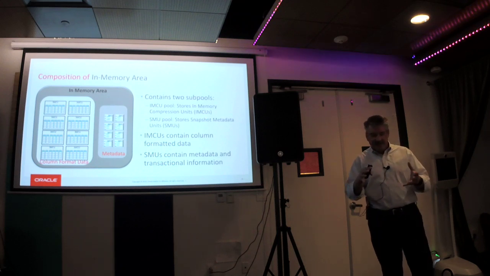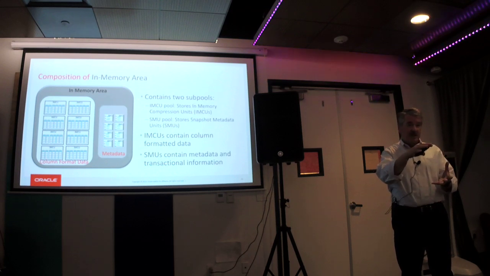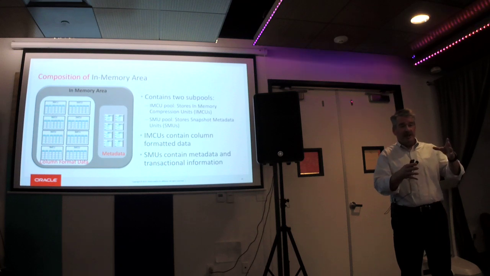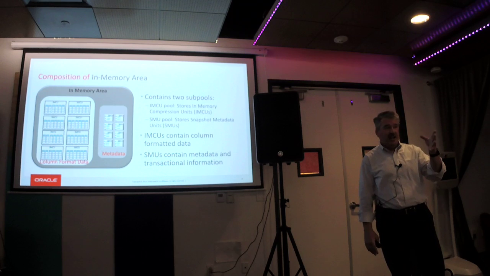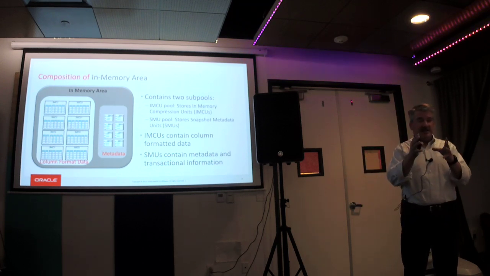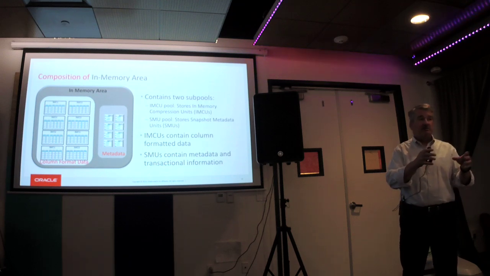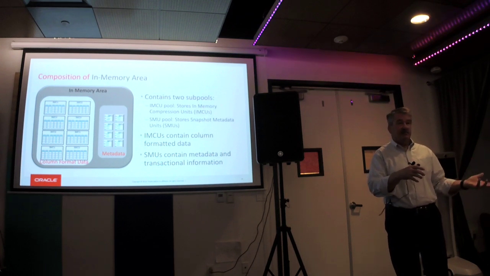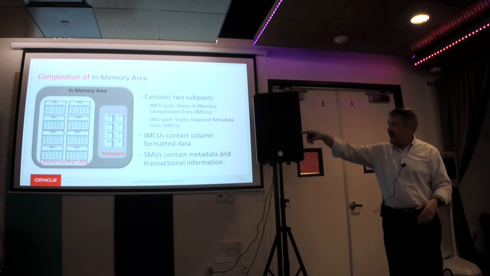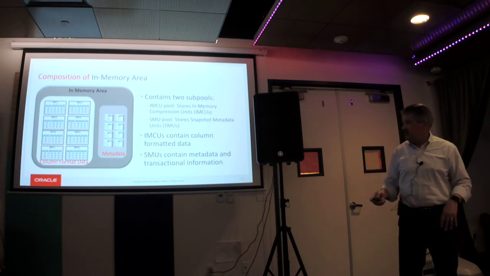So the way this thing is put together is there are two pools as part of this in-memory area. When we populate an object, we populate objects in what we call the 1 meg pool, or IMCUs, in-memory compression units. That's the columnar data. And then we also populate a snapshot metadata unit to keep track of things like changes to the data as it might occur through OLTP or DML type activity. So that's actually how it's architected within that in-memory area, that red box that I showed you.